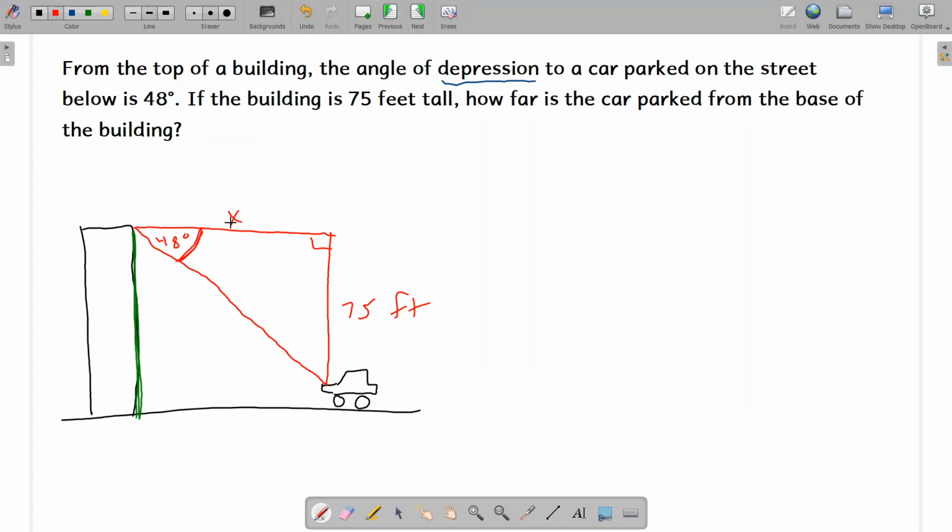So we need to think about what sides we have. Based on that angle, we have the opposite and we have the adjacent side. So we should be using tangent to solve this. So tan of 48 degrees is equal to 75 over x. So we need to multiply both sides by x. And then we're going to divide by tan of 48.